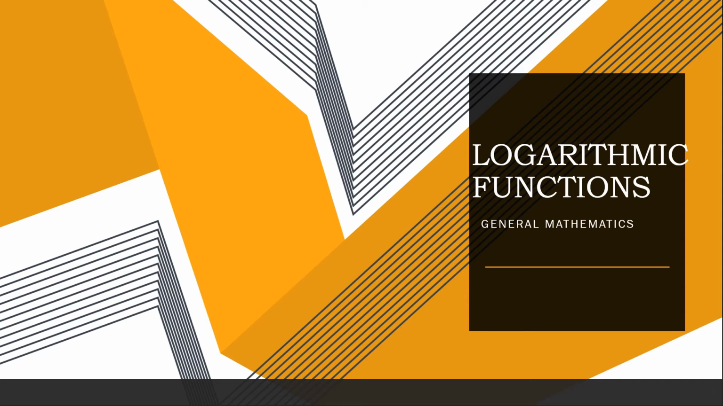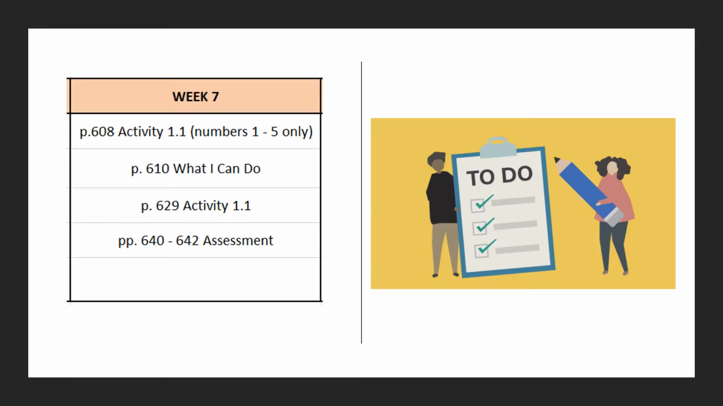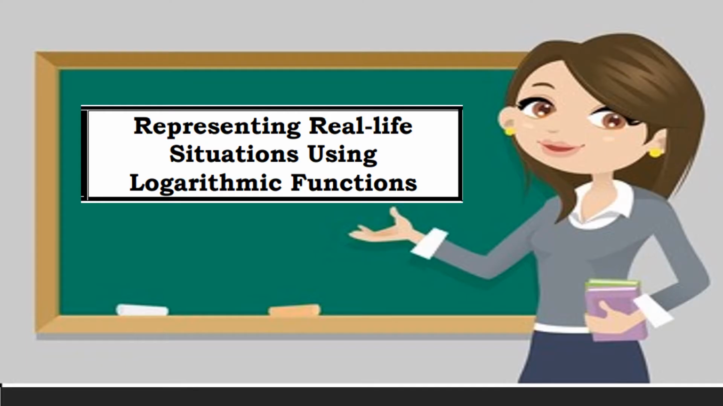We are now on week 7 of our general mathematics for quarter 1. So the topic is all about logarithmic functions. For week 7, you will do the following: page 608, activity 1.1, numbers 1 to 5 only; page 610, what I can do; page 629, activity 1.1, and pages 640 to 642, assessment.